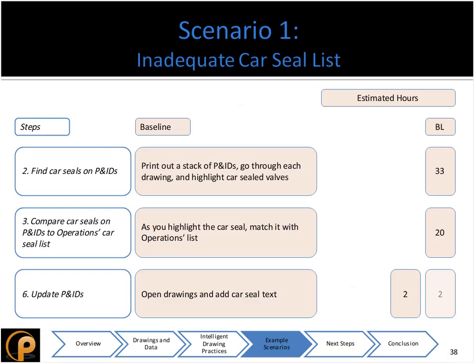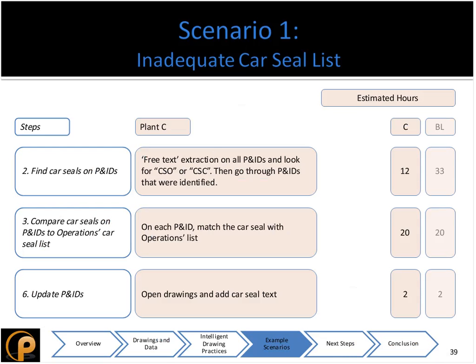So the baseline case compared to Plant C, even with their minimal intelligent drawing practices, they can still get some time savings over the baseline case if they perform a text extraction on all the text on all of their drawings, right? So you can do a facility-wide P&ID extraction for text and just look for CSO and CSC. That'll tell you which drawings at least have car seals. So that at least eliminates all of the drawings that don't have any car seals on it. You don't even need to look at those.